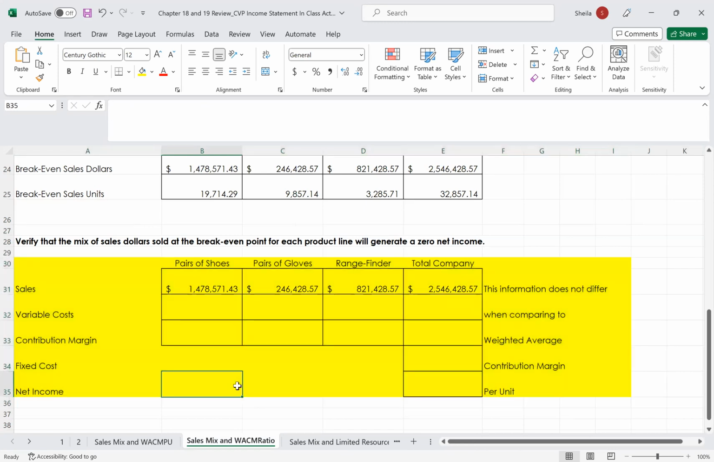All right, so we're going to stop here and I am going to do a quick video on limited resources and we'll wrap up chapter 18. Sorry, we're already on chapter 19. We're going to wrap up chapter 19.